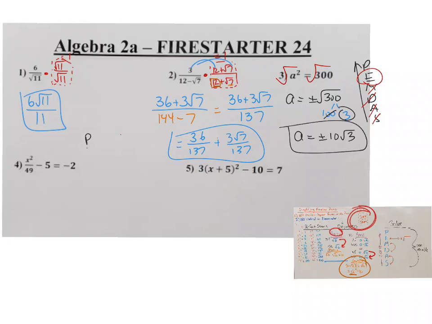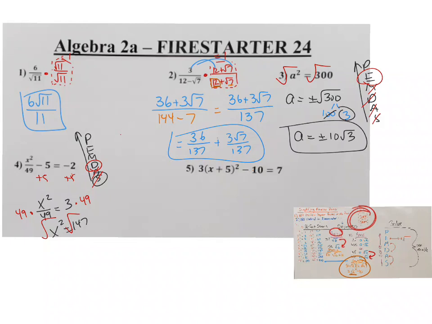Number 4, PEMDAS is backwards. I see subtraction, that's why I add 5 to both sides. And with x squared all over 49 equals 3. Now I'm going to multiply because there is division, so I get rid of division and multiply both sides by 49. I end up with 147, so I get x squared equals 147. Now I can square root both sides.